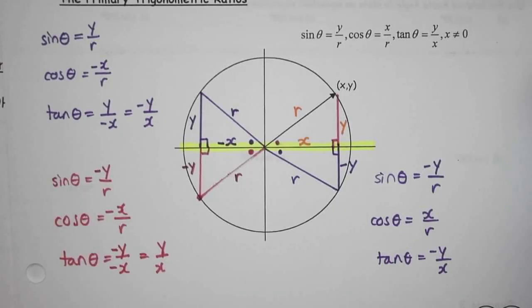Does r ever change? R never changes. R is always positive, and it's the radius for the whole circle. So with all the r's, they'll be the same r. Okay, so you might be going, what am I supposed to do with this?